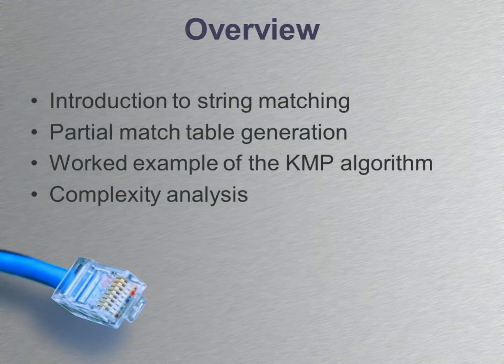We will start off by introducing the problem of string matching and where it is used. We will then move on to explaining the partial match table algorithm, which is used by the Knuth-Morris-Pratt algorithm, later referred to as KMP. Afterwards, we will show you an example of the algorithm generating this table, followed by an example of the KMP algorithm working. We will also mention the complexity of the algorithm. Feel free to jump to the section you are interested in, as they are all independent.